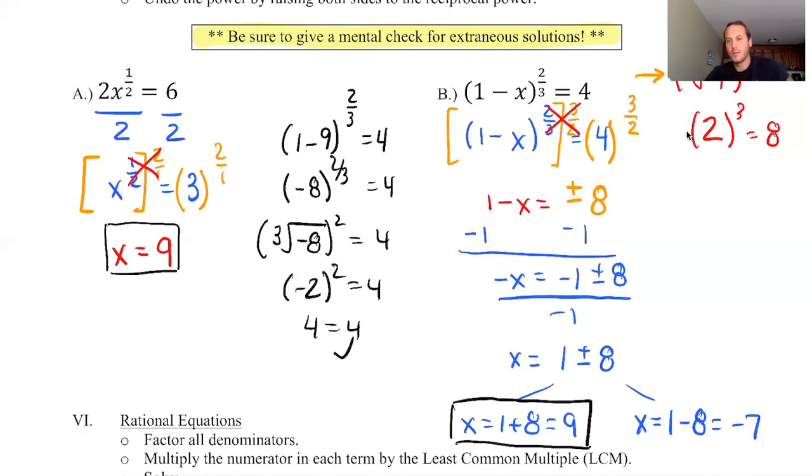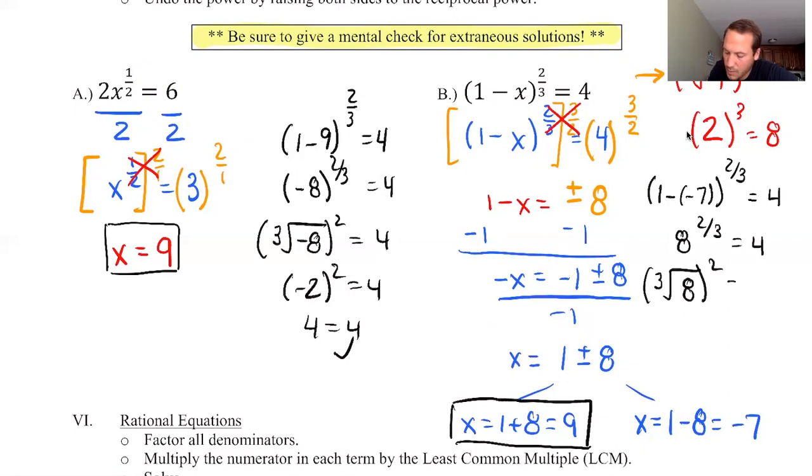Okay. I'm going to do the other check on the right-hand side. If I plug in -7 there, what I have is 1 minus -7 to the 2/3 is equal to 4. 1 minus -7 is 8. So I have 8 to the 2/3 is equal to 4. Again, this is the same as the cube root of 8 squared is equal to 4. 2 squared is equal to 4. 4 equals 4. This one also works out.